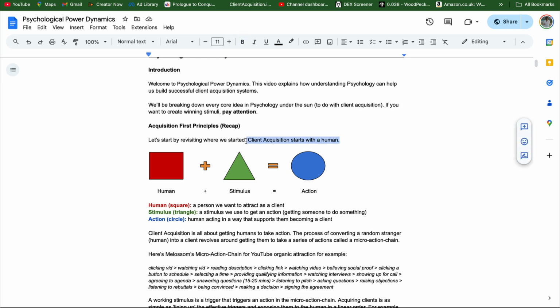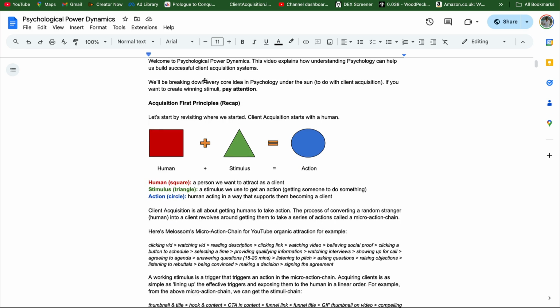And client acquisition starts with a human, okay? So we've got a human, which is a person that we want to attract as a client, plus the stimulus, which is what we use to get an action. So getting someone to do something, which then equals the action, right? So a human acting in a way that supports them becoming a client. So, for example, we've got our target market of OnlyFans creators. Then if we get the stimulus of them seeing a Facebook ad, which then gets them to take action to book a call and potentially become a client, okay? That's first principles, how we look at acquisition, okay?